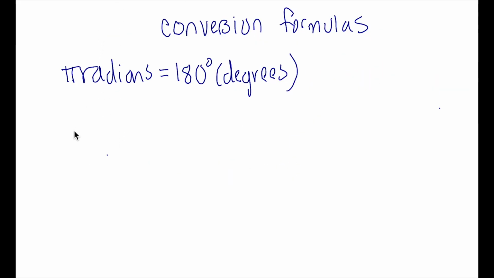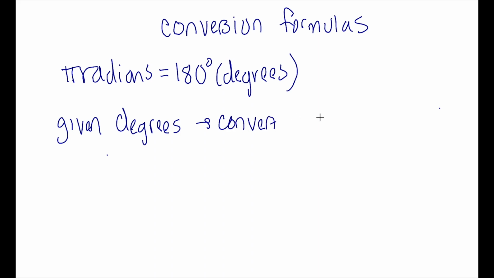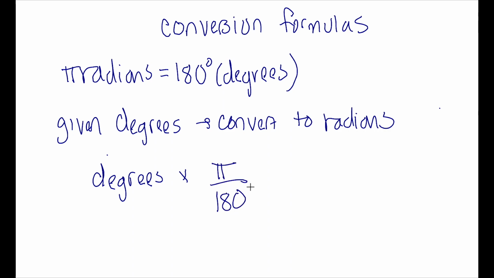So if we want to convert, if we're given degrees and asked to convert to radians, we're going to take our angle measurement and multiply that by pi over 180. So if we want our answer to be in radians, the pi is in the numerator.